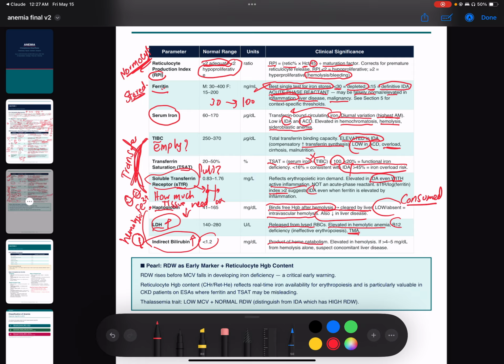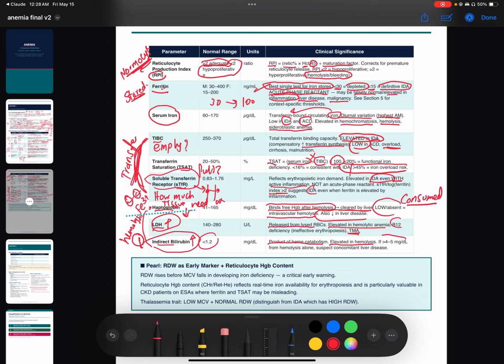So if you have RBCs that get hemolyzed, how do you get rid of this heme? It will be converted to indirect bilirubin, which will go to the liver to give direct bilirubin, and after that, the bilirubin will be cleared from the body via the GI tract and the kidney. So it's elevated in hemolysis.